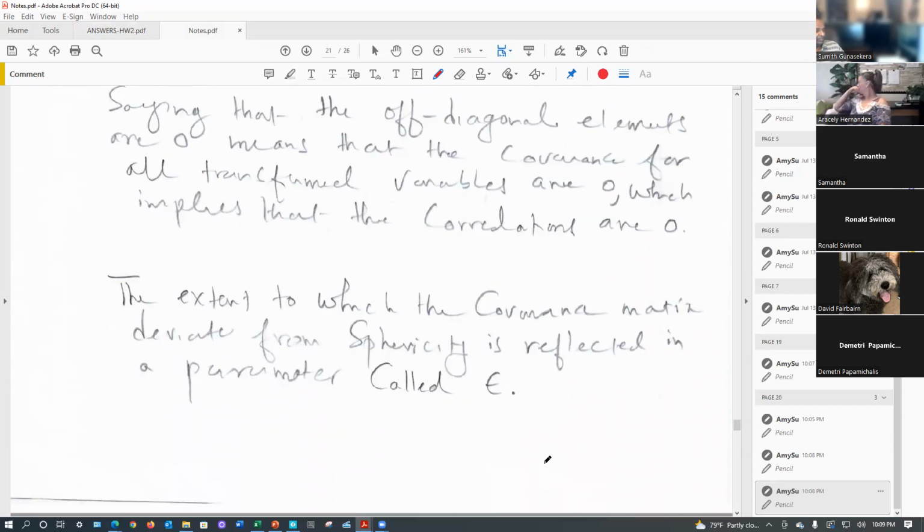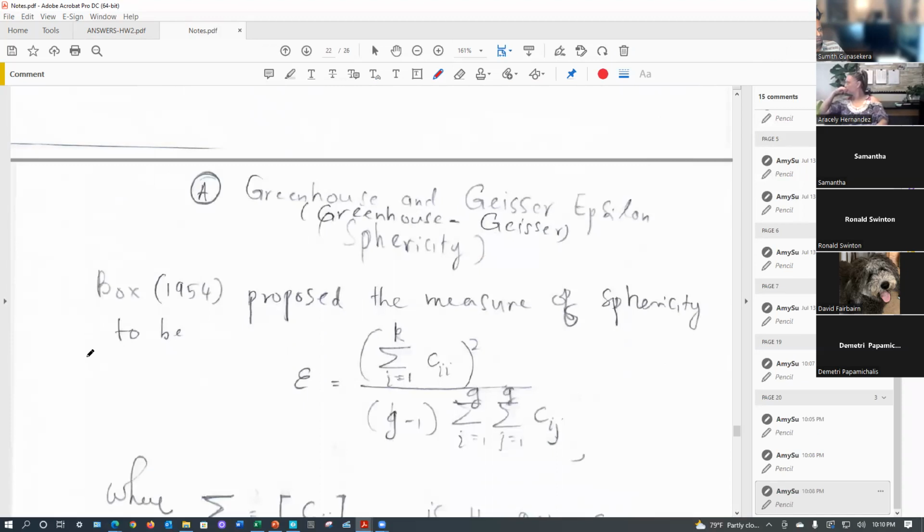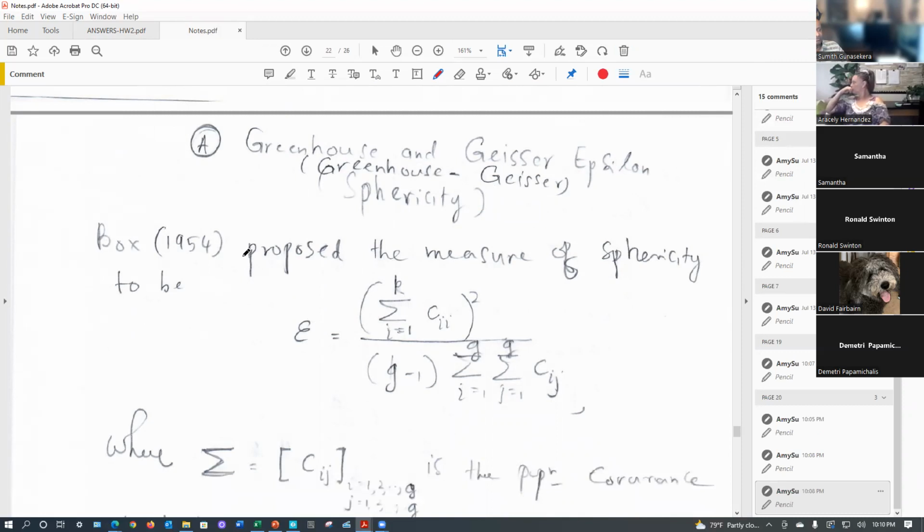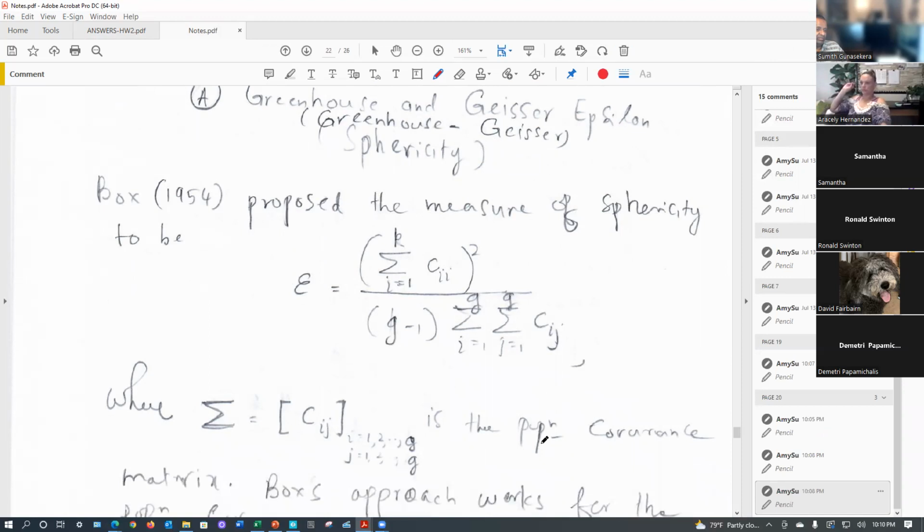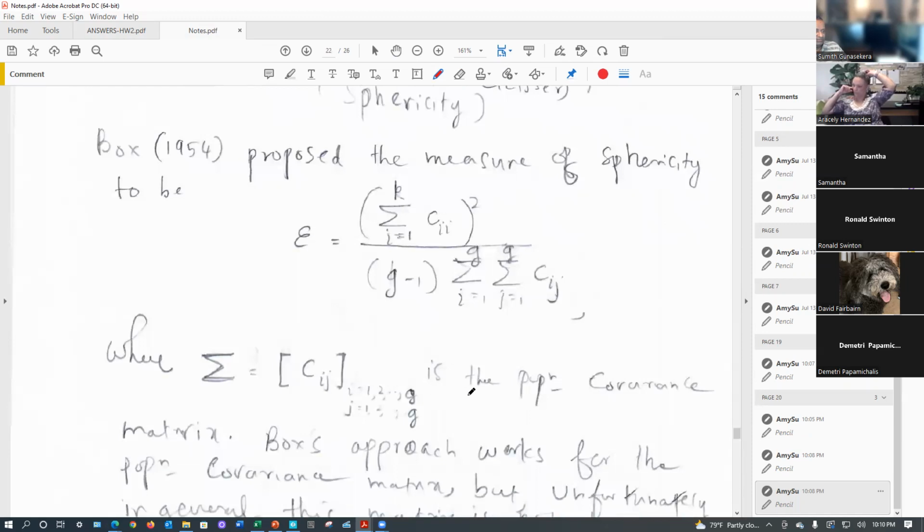Sometimes they say epsilon is utilized for an infinitesimally small amount back in calculus, but here we use epsilon to denote this. There are 2 types: Greenhouse-Geisser epsilon and actually the Box epsilon. Box proposed this measure of sphericity. It's coming from the population covariance of the original data, and it goes over this many groups.